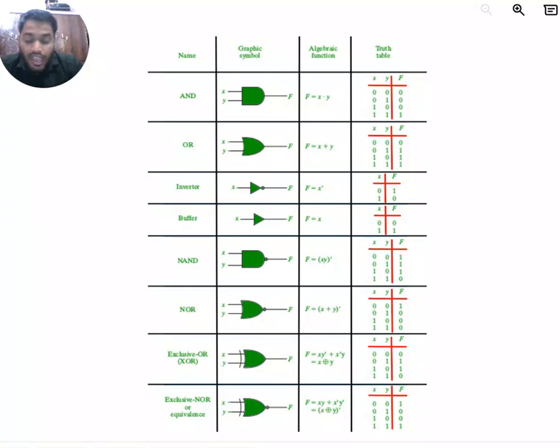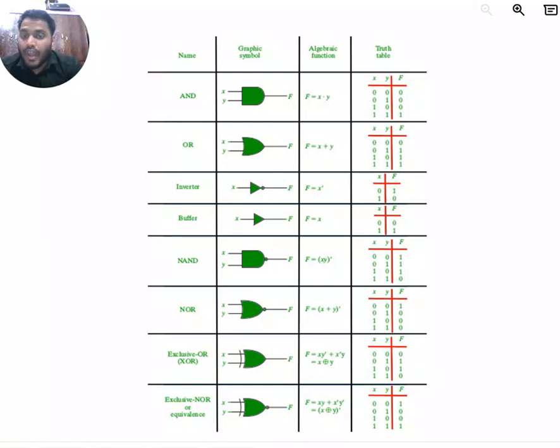Exclusive OR. In the exclusive OR gate, it operates such that the values of both inputs should be different. The values should not be both 0 or both 1. Both the values should be different, like 0 1 or 1 0. In that condition it will provide 1 as the output.